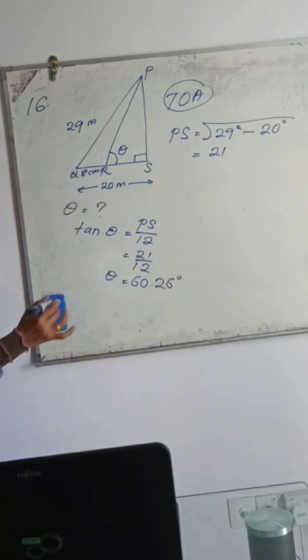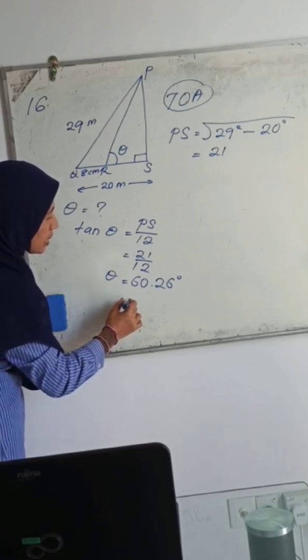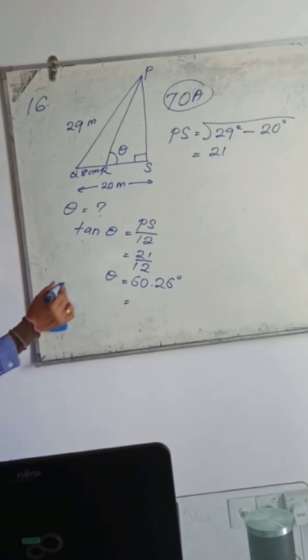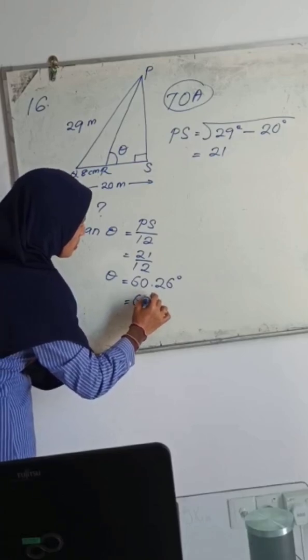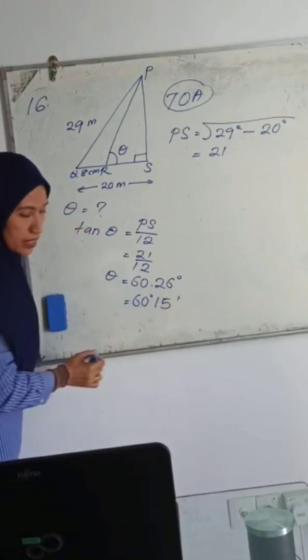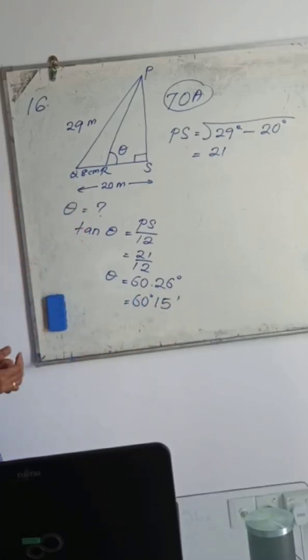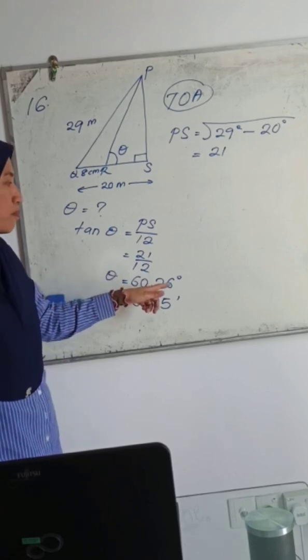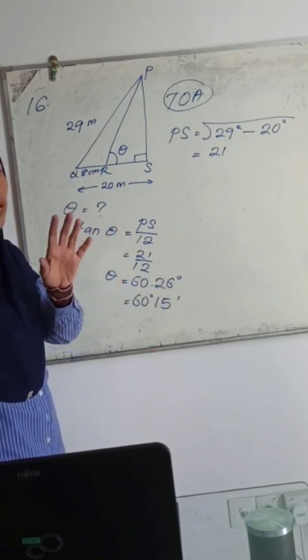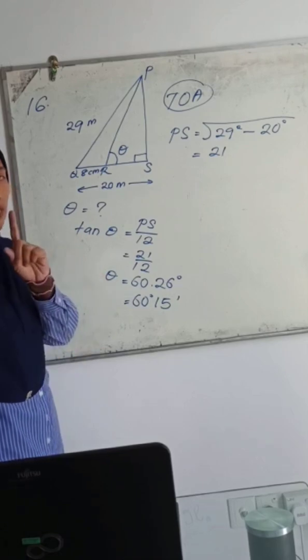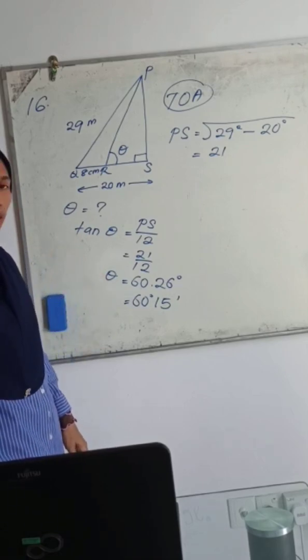You will get the answer 60.26 degrees. Or you can give your answer in degrees and minutes, 60 degrees 15 minutes. So you don't need to answer both. You just write one, but it must be the correct one. Okay, that's all. Thank you.